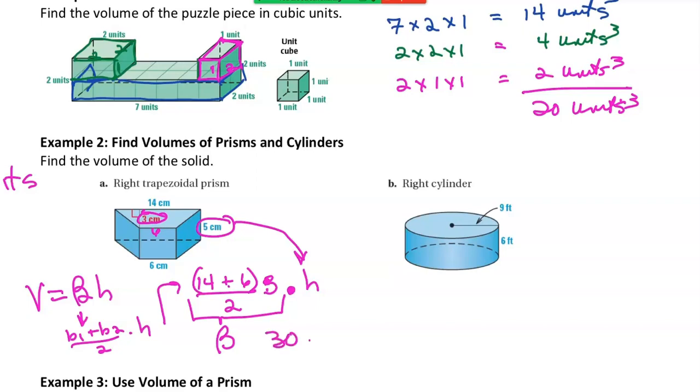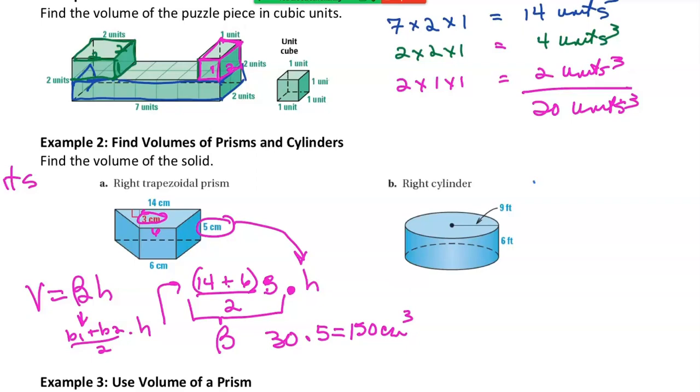So I'm going to have 30 times 5, which is 150, and it's going to be centimeters cubed. Okay, so think back through that in case I confused you. Okay, last one here, the right cylinder.